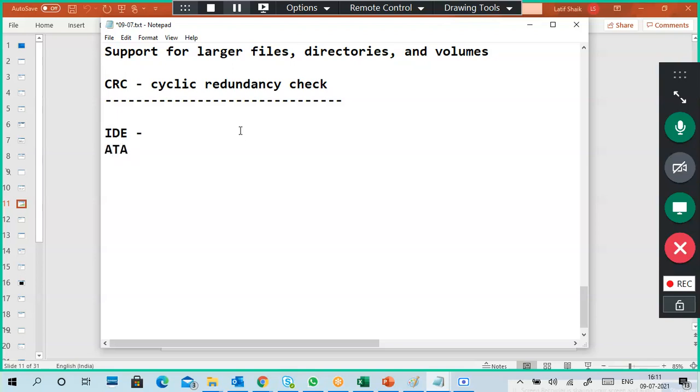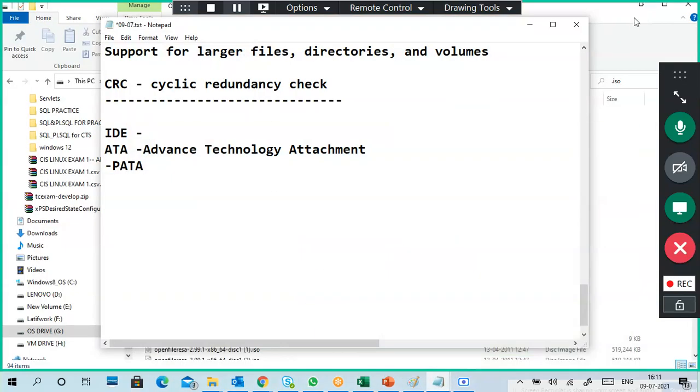ATA, Advanced Technology Attachment. Advanced Technology Attachment. So in the ATA, the first one is Integrated Development in Electronics. Two forms are there. Environment means these IDEs.